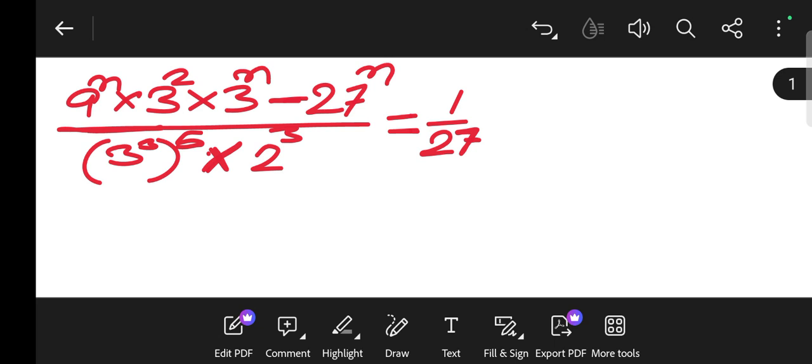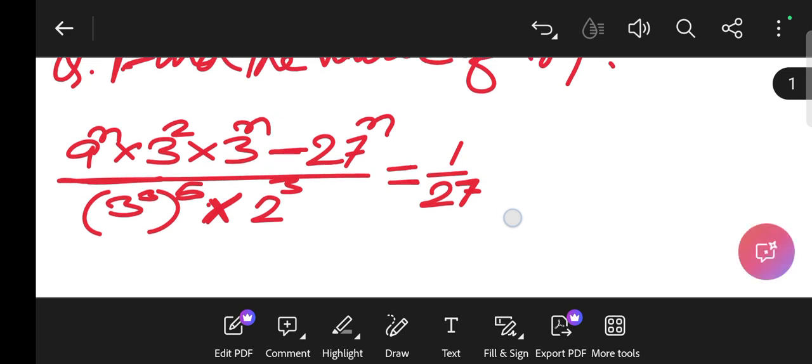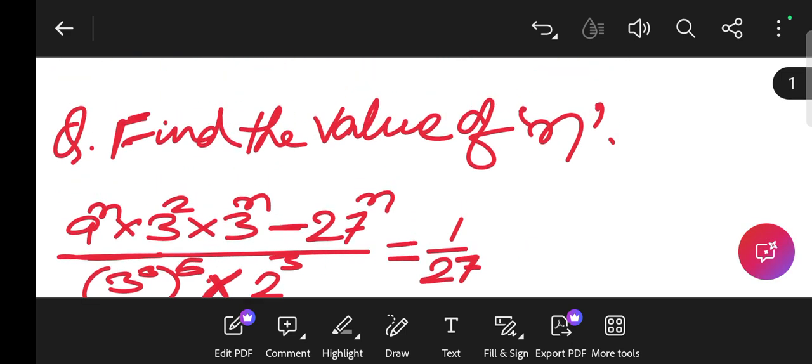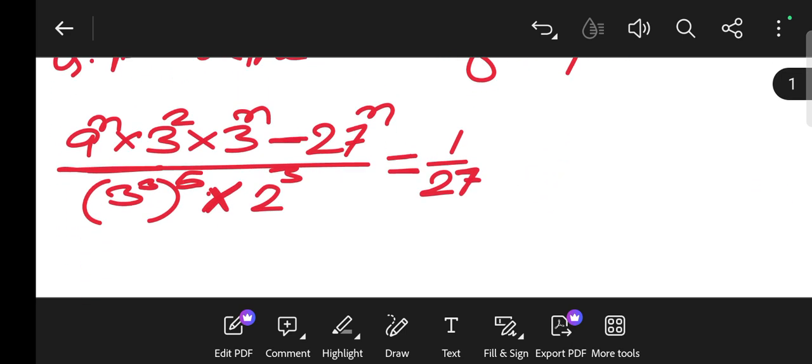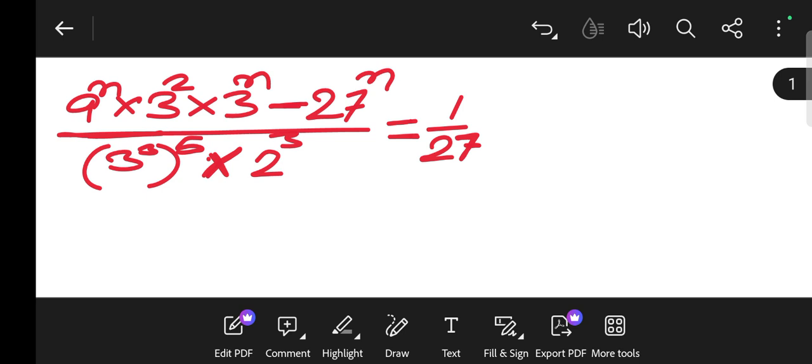As you all can see on the screen, one equation is being shown, and in this equation we have to find out the value of n. So I'm going to start solving this question. The question is written. Let's start solving it.